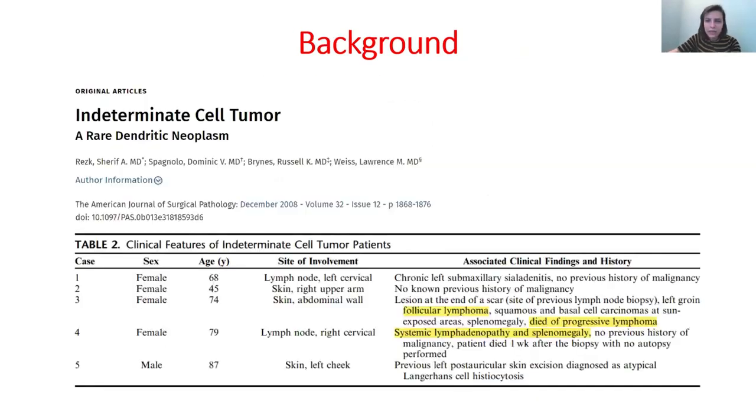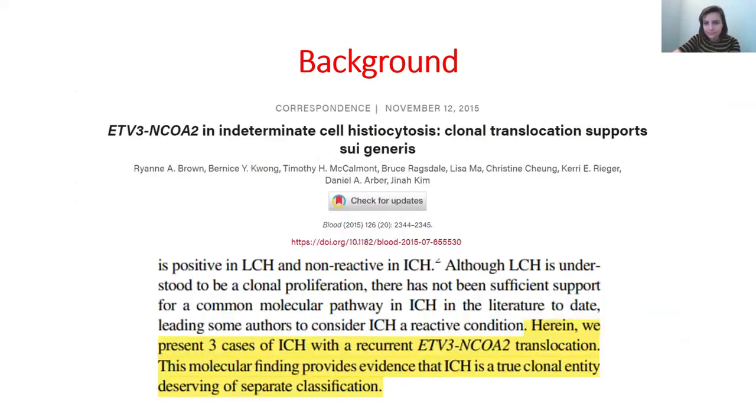To my knowledge, that is by far the most comprehensive study done in indeterminate dendritic cell histiocytosis, describing 5 patients in 2008, just before the molecular revolution started in histiocytosis. And as you see highlighted, one patient reportedly had concomitant follicular lymphoma, and another one presented with a systemic disease with multiple lymph nodes and splenomegaly and died quickly after the diagnosis. Since autopsy was not performed, it is not clear whether this patient had an associated malignancy or not.